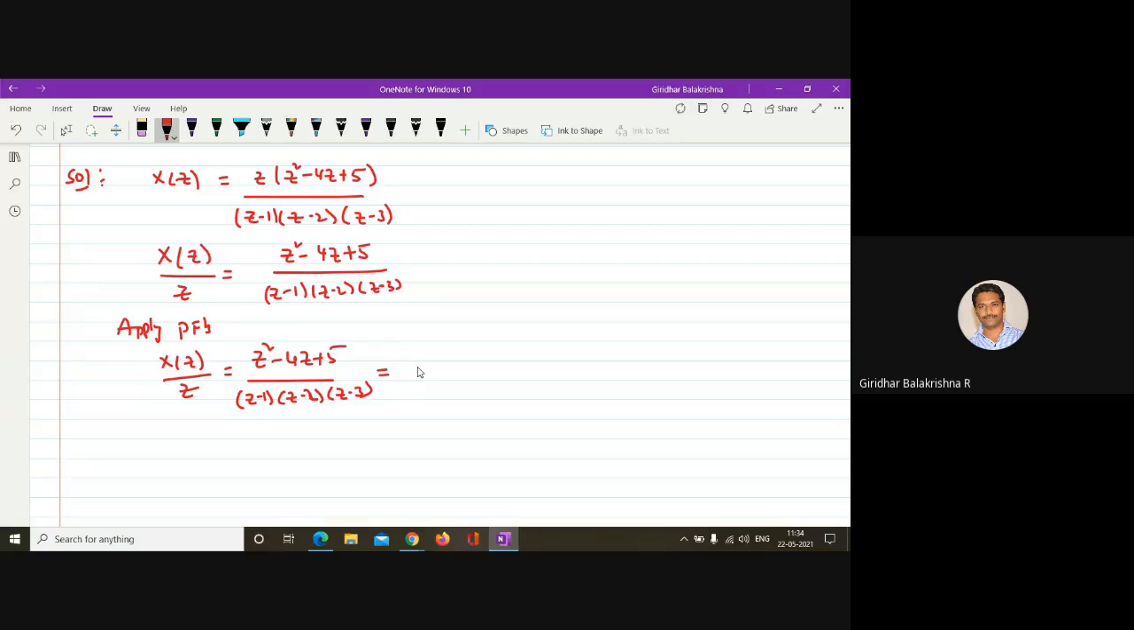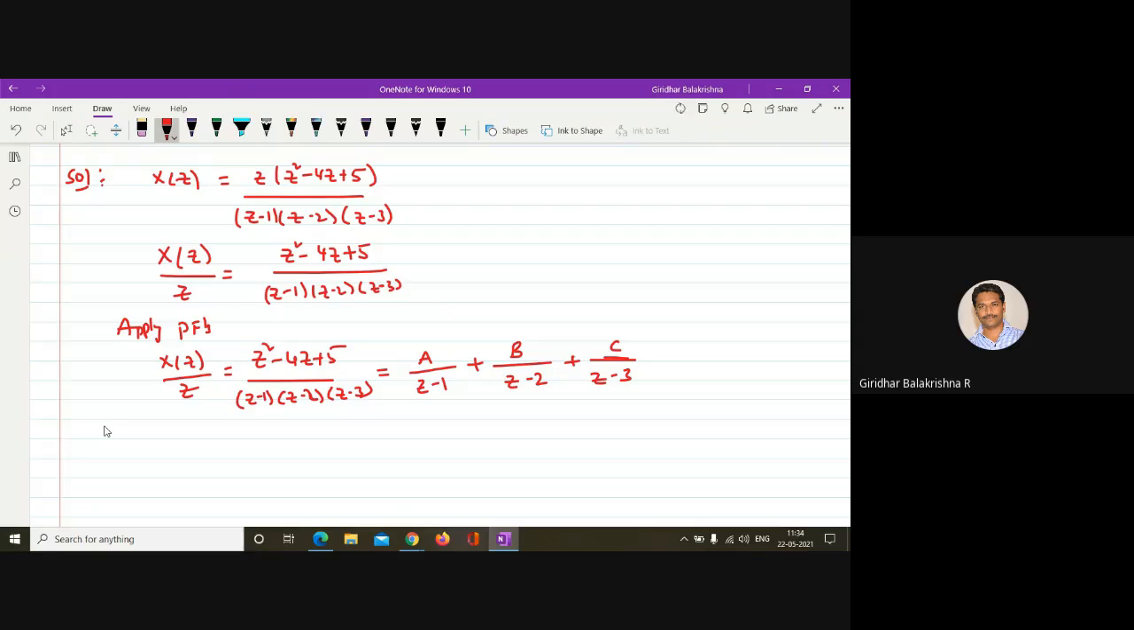Totally, how many constants do we need to calculate? Three. Tell me the first one. X(z)/z equals A/(z minus 1) plus B/(z minus 2) plus C/(z minus 3).